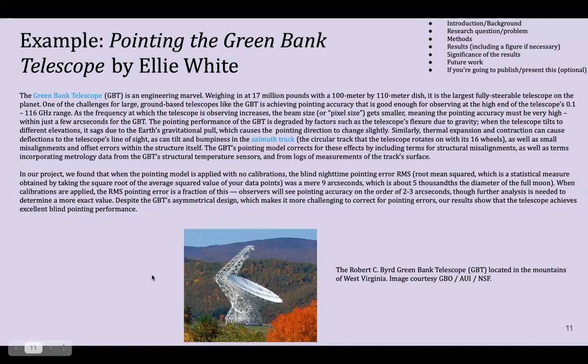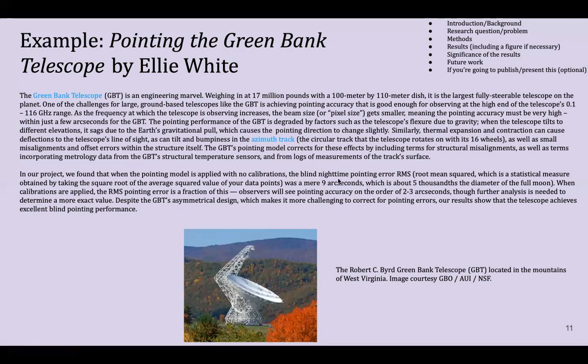So in our project, we found that when the pointing model is applied with no calibrations, the blind nighttime pointing error RMS, which is the root mean squared, a statistical measurement obtained by taking the square root of the average squared value of the data points, was a mere 9 arc seconds, which is about 5/1000th the diameter of the full moon. This is something that is really good with science communication, just telling the public about science.